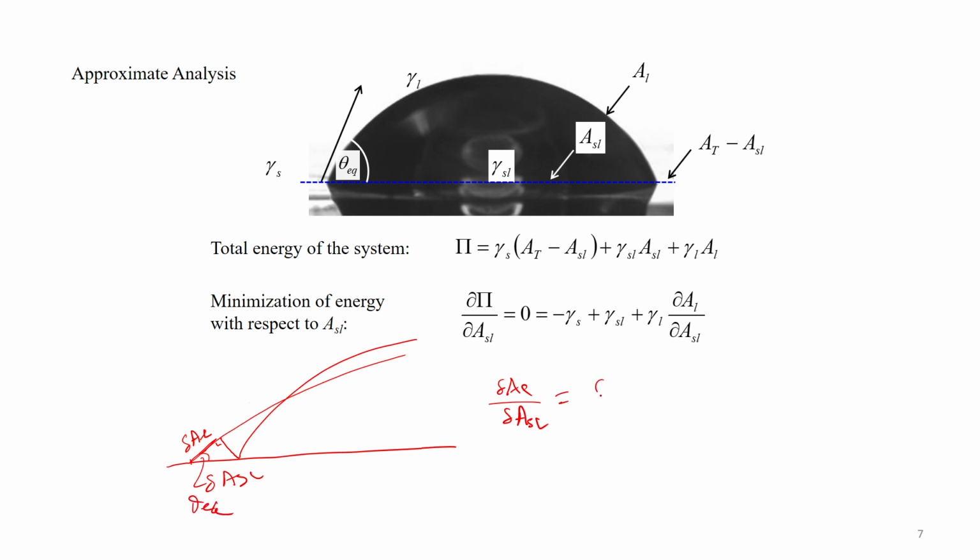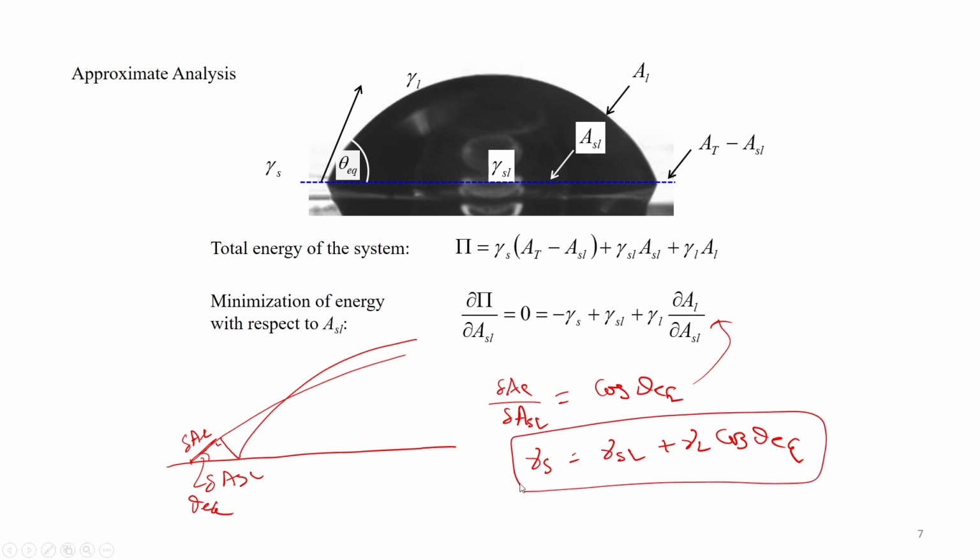So, this is equal to cos theta equilibrium, and you substitute over here and you get gamma S is equal to gamma SL plus gamma L cos theta equilibrium. That is basically the Young's equation that I have written earlier. Here, as you can see, we have presented in a somewhat approximate manner that this delta AL by delta ASL is equal to cos theta equilibrium.